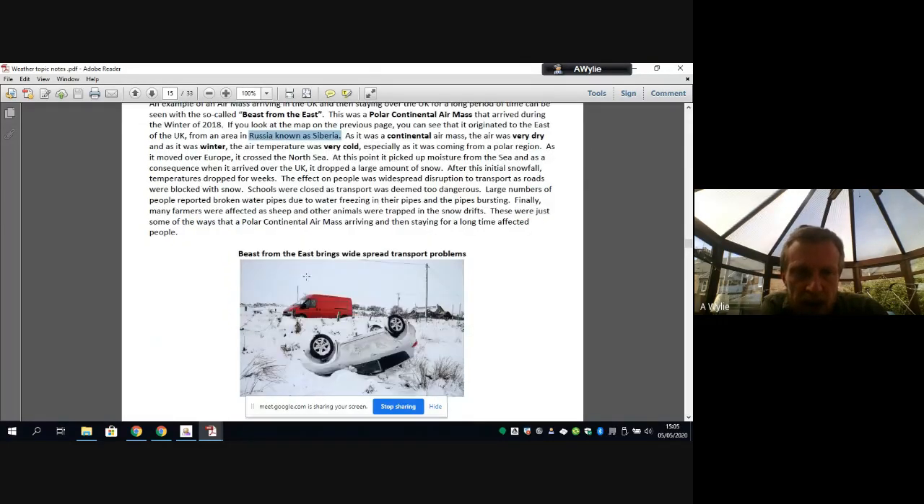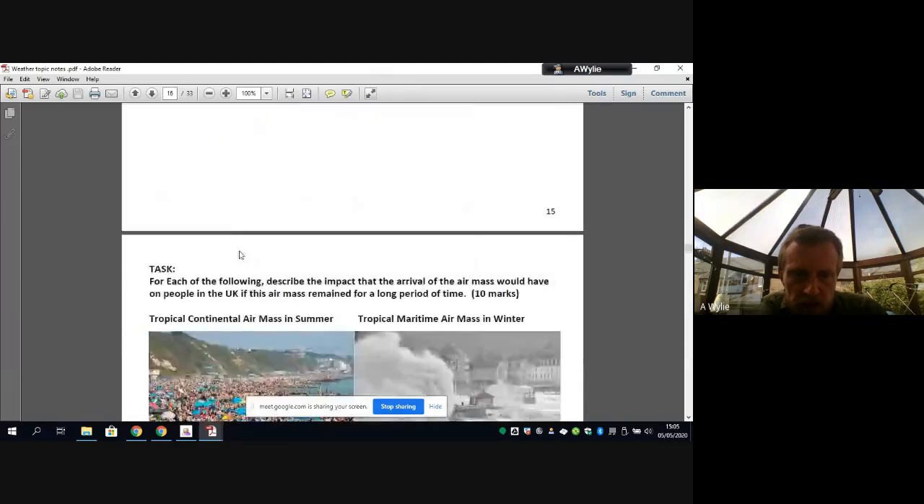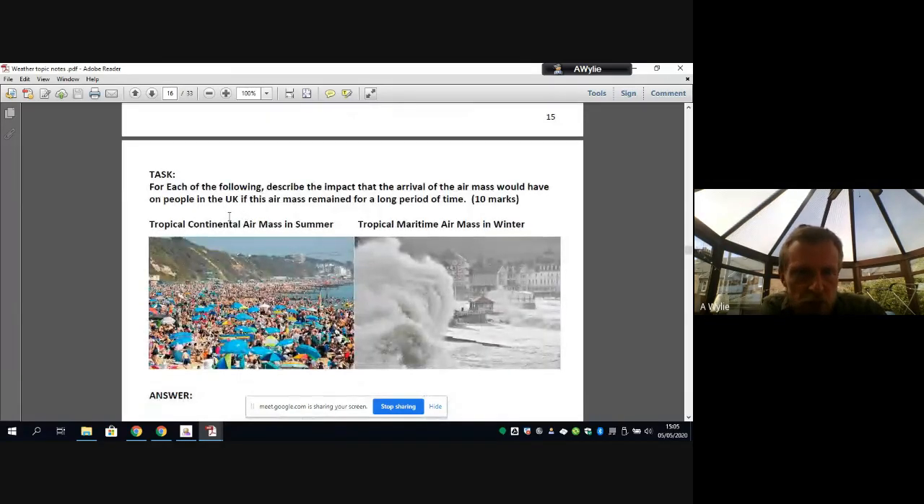And that leads us, once you've read this bit and watched the little video that goes with this task, you're being asked to describe what happens when air masses come for a long period of time, 2, 3, 4 weeks, when they sit over Britain and don't move. So when we get this one, and we had this not last summer, but the summer before, we had a tropical continental air mass all summer long in Scotland. This isn't Scotland, obviously, but this is the kind of thing that happens when you get a long period of no rain and hot weather.